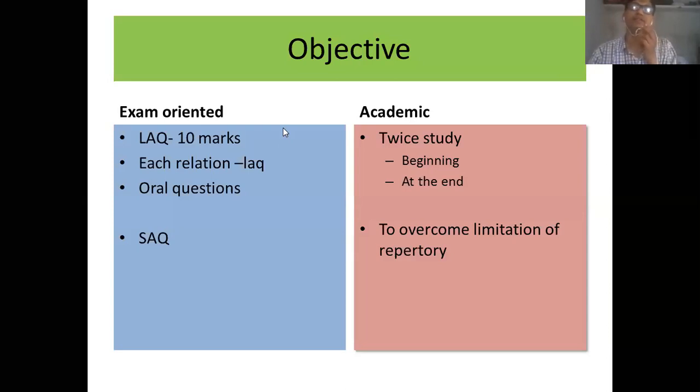long answer questions for 10 marks. Describe the relationship of homeopathic repertory with Organon of Medicine. Then each relationship can be asked for 10 marks or 5 marks. There will be certain oral questions and short answer questions. So these are all exam-oriented objectives.